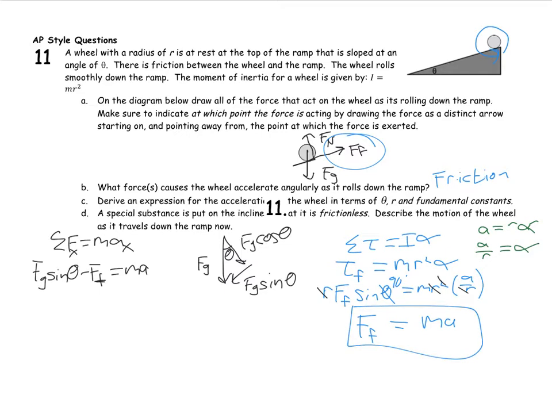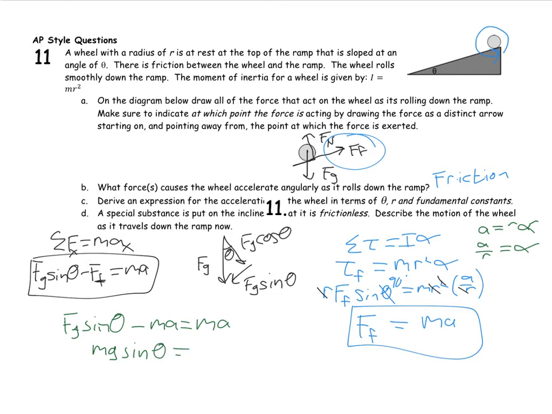So these are our two equations, and we're going to combine them in order to solve for our acceleration down the ramp. When we combine them, we end up getting FG sine of our angle minus MA is equal to MA. So I'm going to add MA to both sides, and I'm also going to substitute in for FG. I know that's going to be MG. So MG sine of theta is equal to 2MA. My M's cancel, and I find that my acceleration is simply G sine of theta divided by 2.